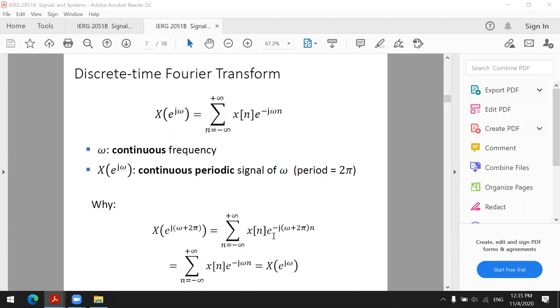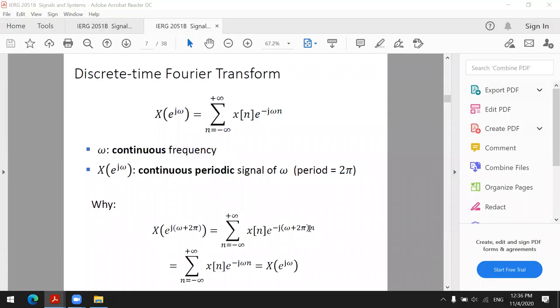And because for this exponential minus j omega plus 2 pi n, if we plot it on the complex plane, its modulus or magnitude is 1. Its angle is minus omega plus 2 pi n. In particular, this 2 pi n means we rotate the vector representing this complex number by 2 pi n radians, in other words, by n full cycles. So by turning it by n full cycles, the vector will return to the original location.